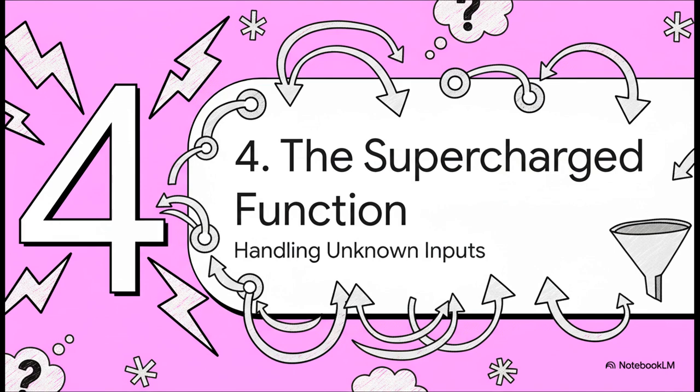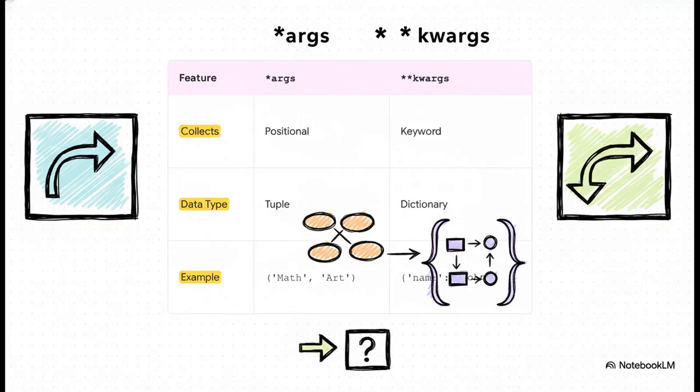Okay, time to upgrade to the supercharged model. What if you don't know ahead of time how many inputs your machine is going to get? That's what this section is all about, the supercharged function that can handle an unknown number of inputs. This is where these two magic syntaxes, args and kwargs, come into play. Args, with one star, lets you pass in as many positional arguments as you want, like math and art, and it scoops them all up into a tuple. Kwargs, with two stars, does the same thing for keyword arguments, collecting them into a dictionary. This gives your functions ultimate flexibility.